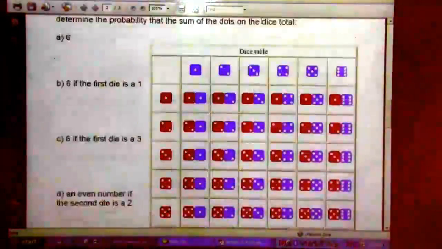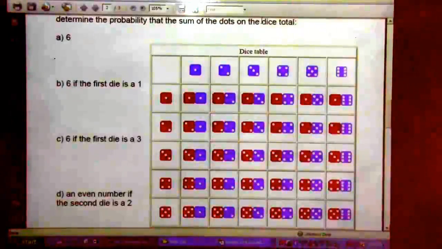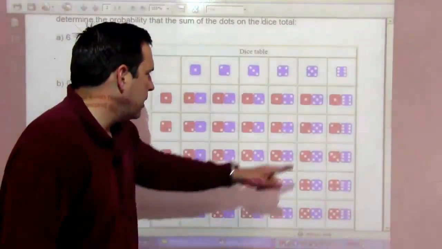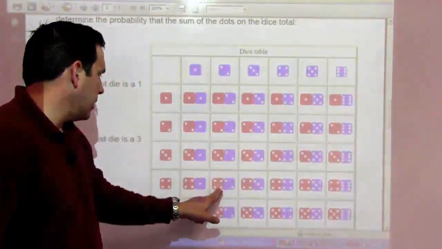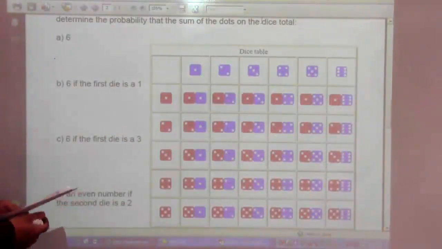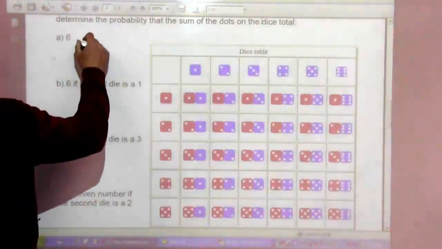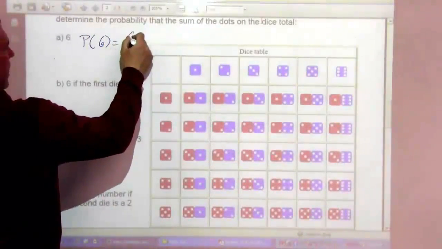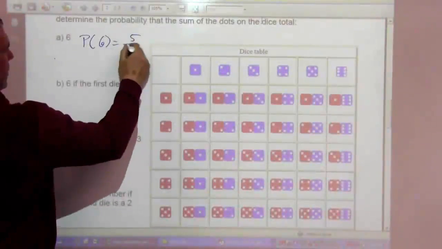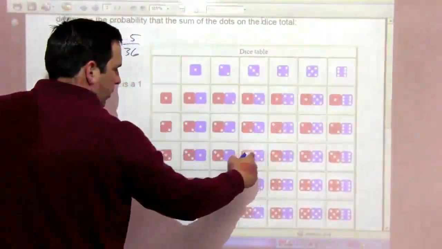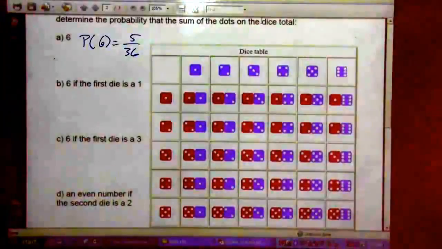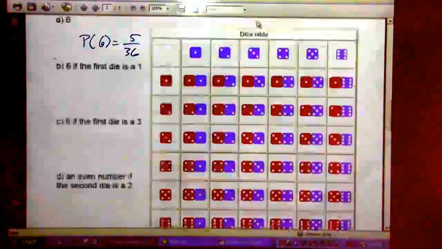The first case says, what's the probability that the sum on the dots total 6? Okay, so we get 6 in which cases? 6 here, here, here, here, and here out of 36. 6 times 6 is 36 possible. So the probability of 6 is 5 cases out of 36. That was 1, 2, 3, 4, 5. 5 out of 36. I'm going to scroll this up so I have the whole chart on the board now for the next several problems.